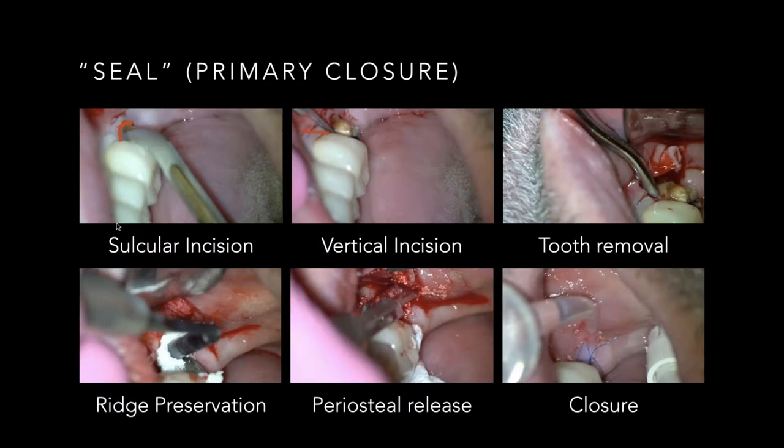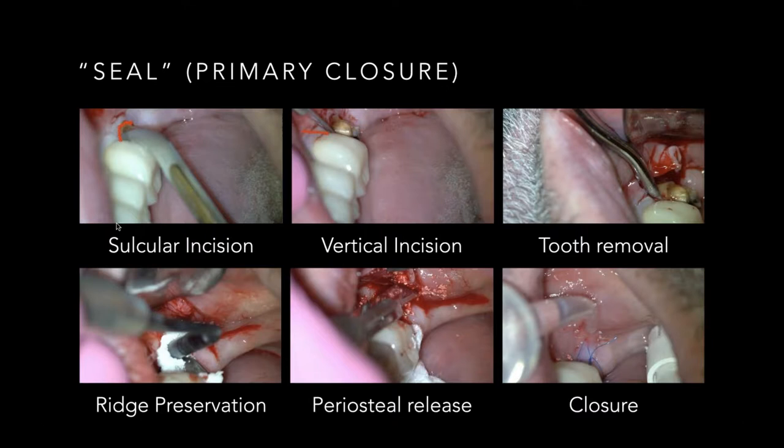The last methodology for doing the bone grafting is the seal method, the primary closure method. And we'll talk about when we actually do that. But what's important is that once the tooth is removed and the ridge preservation is being done, the bone graft is packed in, a periosteal release, which is the middle bottom picture, is really, really important because that's what causes you to have flap release and tensionless flaps.